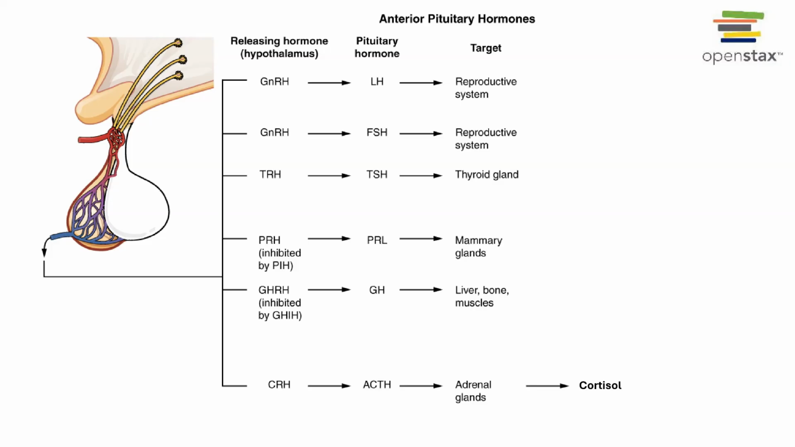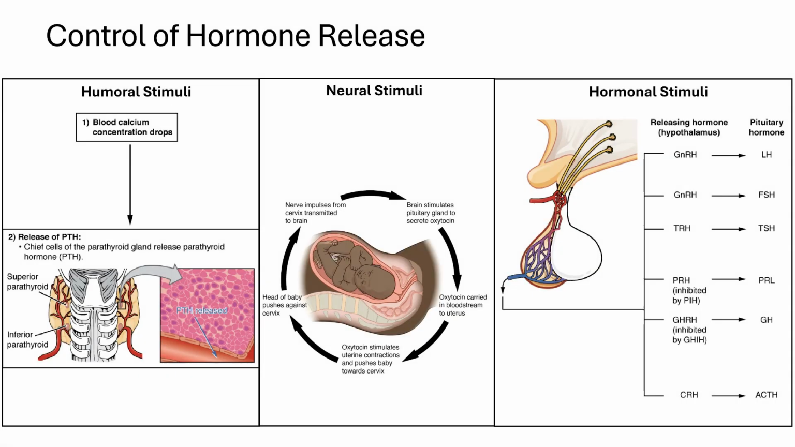As we continue studying endocrinology, you will see many examples in which one hormone stimulates the release of another. To recap, hormone release is regulated by three main mechanisms using humoral, neural, or hormonal stimuli. Humoral stimuli are changes in blood chemistry, such as glucose or calcium levels. Neural stimulation occurs when neurons directly stimulate endocrine glands to release hormones. Hormonal stimuli are hormones that trigger the release of other hormones. Together, these mechanisms allow the endocrine system to respond precisely to changes in the body and maintain homeostasis.